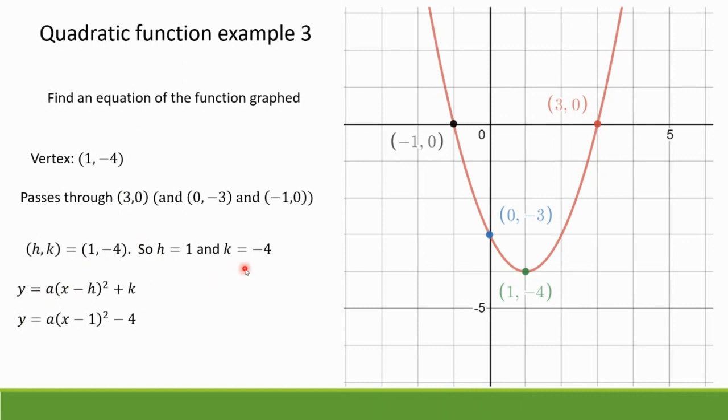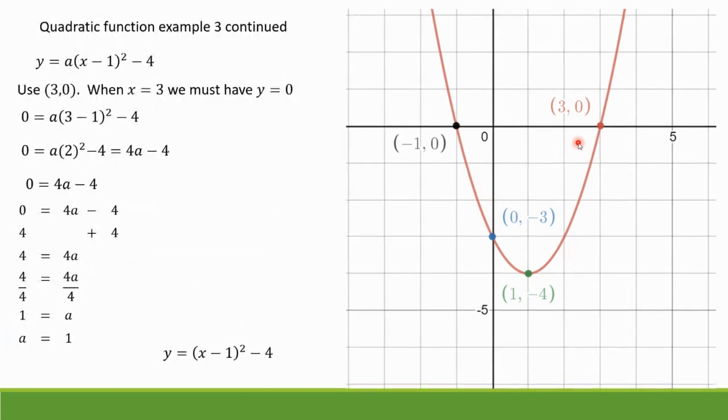So that's what we get. Okay? Now, that's what the vertex is. So we have h, so hk is 1, -4. So h is 1, k is -4, like so. But we have to figure out what a is, right? So again, we need another point the graph passes through. And we have 3 options here. Let's see, what did I do? I used 3, 0, I think. Yeah. So I used the point 3, 0.